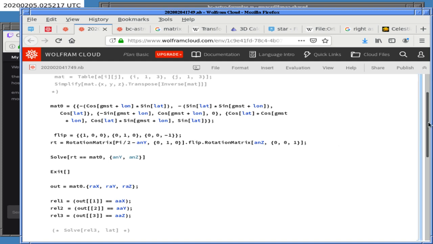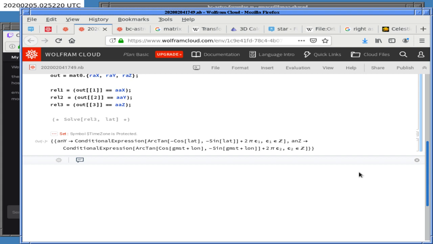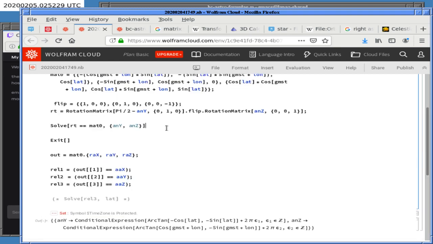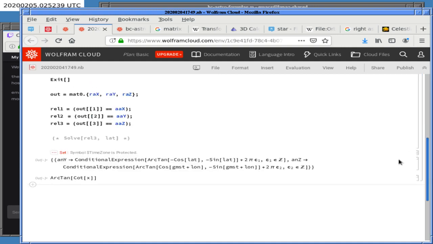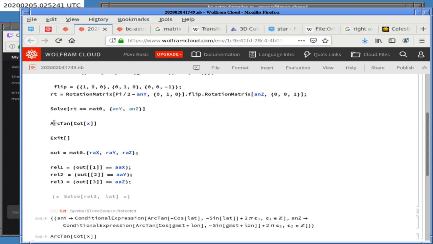I guess we could just use what they're saying here. What is the arctangent of the cotangent and the arctangent of the negative cotangent? Well, let's find out. Tell me, arctangent of the cotangent of x. Under most circumstances. Oh, come on! Assuming x is a real number, that should simplify. Come on, really?